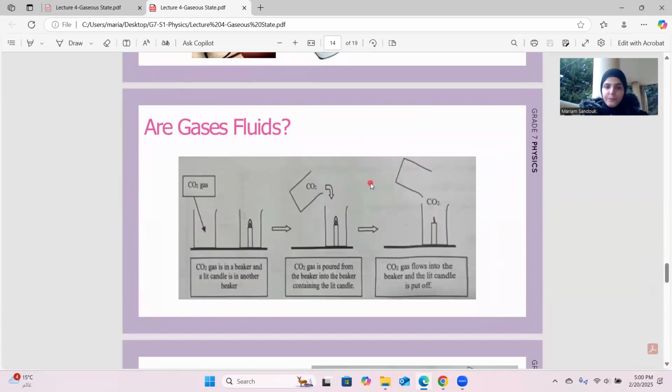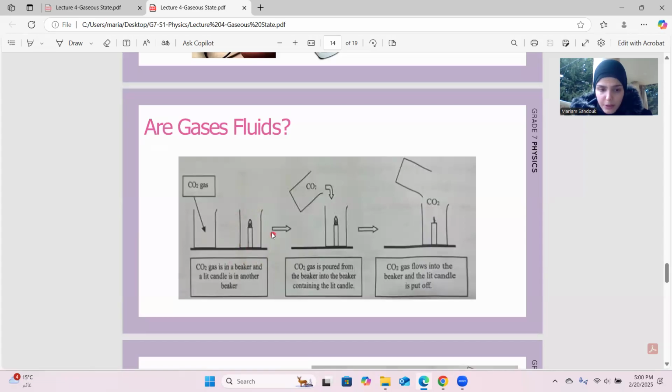Now, finally, let's answer this question. Are gases fluids? Let's see this experiment. We have CO2 gas in the beaker. Of course, we cannot see it because it's invisible and also it's odorless. So we have here CO2 gas.